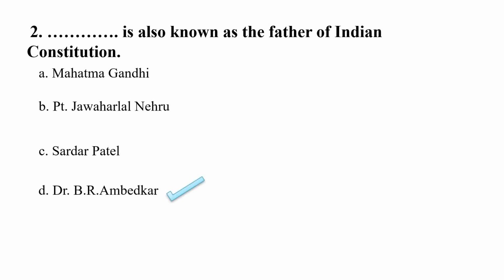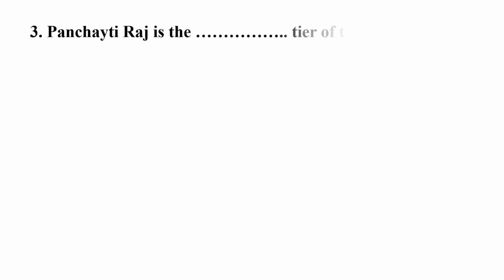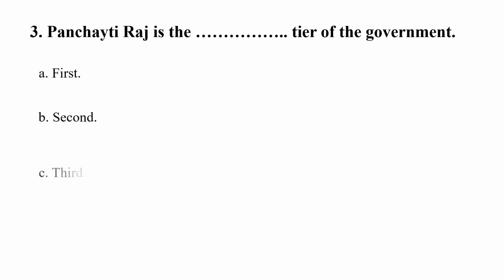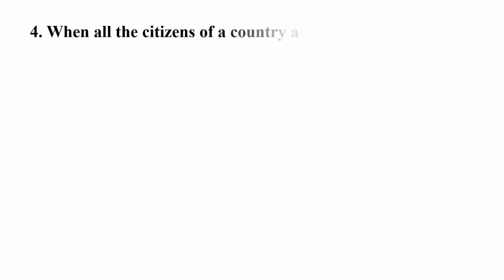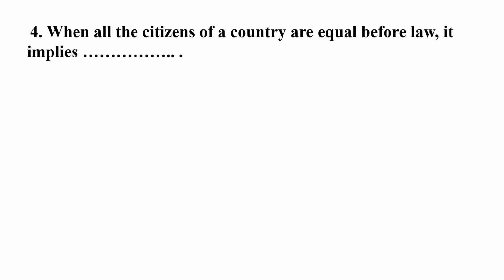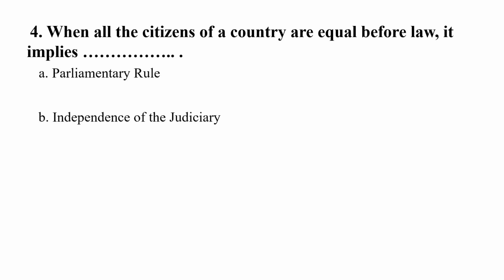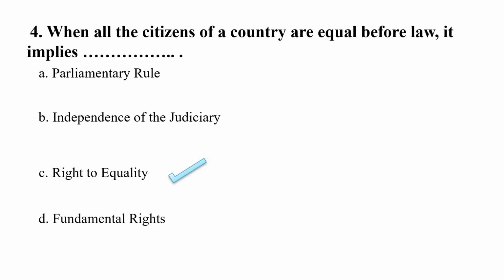Dr. B.R. Ambedkar. The third question is, Panchayati Raj is the dash tier of the government. And their options are A. First, B. Second, C. Third, or D. Fourth. And the correct answer is C. Third. When all the citizens of a country are equal before the law, it implies dash. And their options are A. Parliamentary rule, B. Independence of the judiciary, C. Right to equality, or D. Fundamental rights. And the correct answer is C.